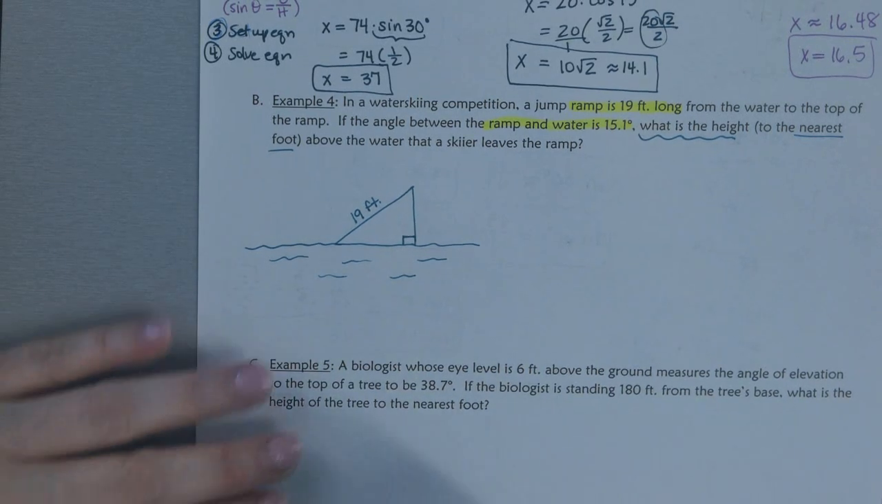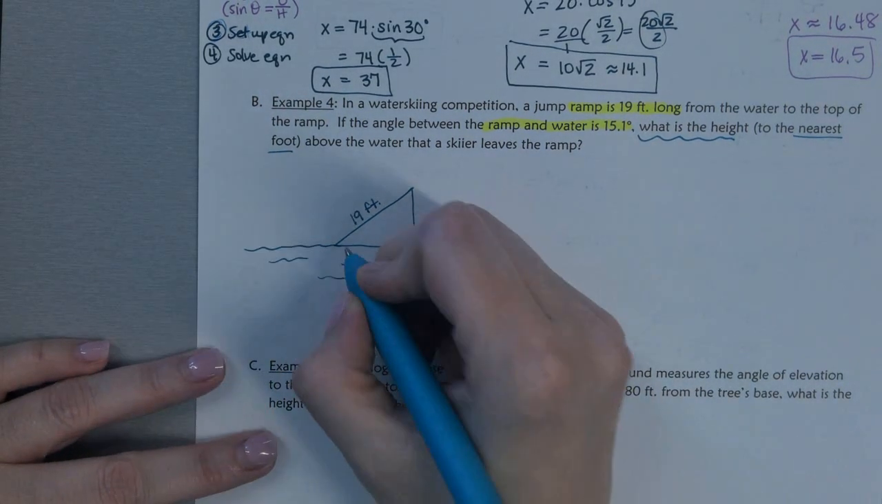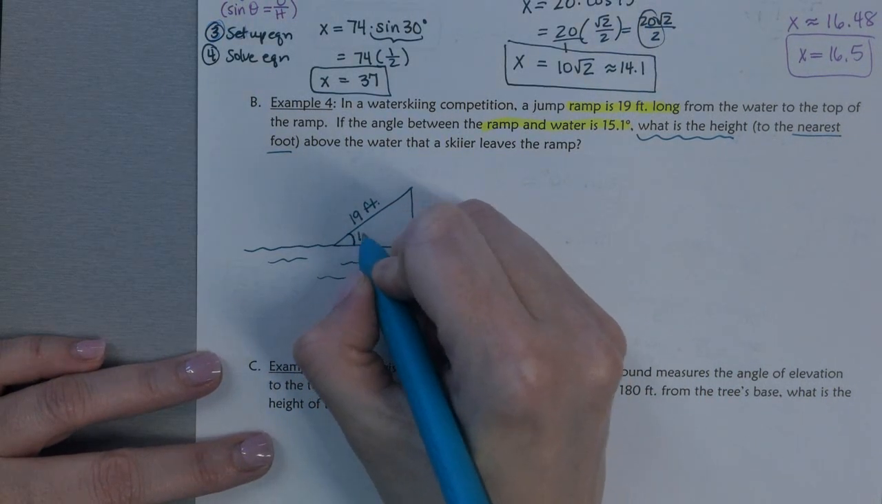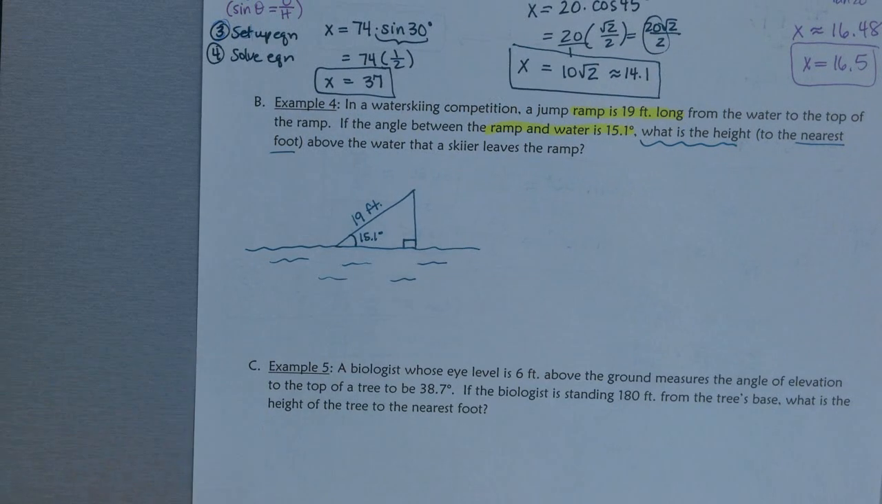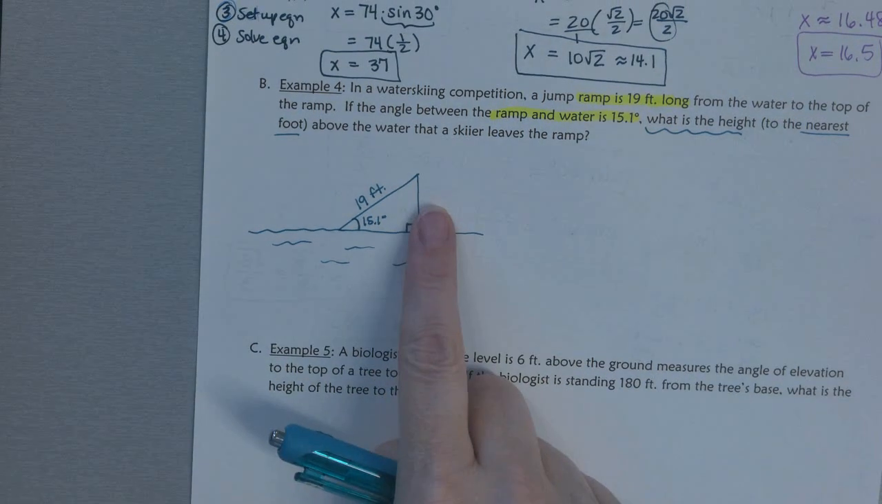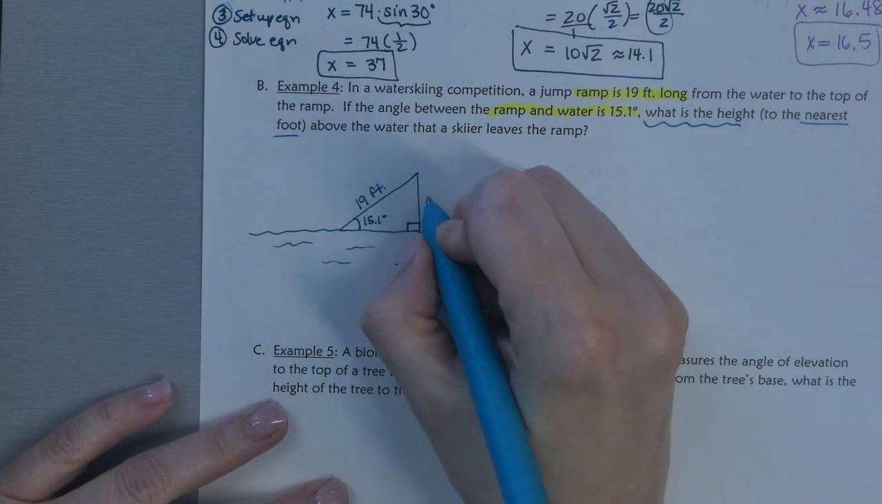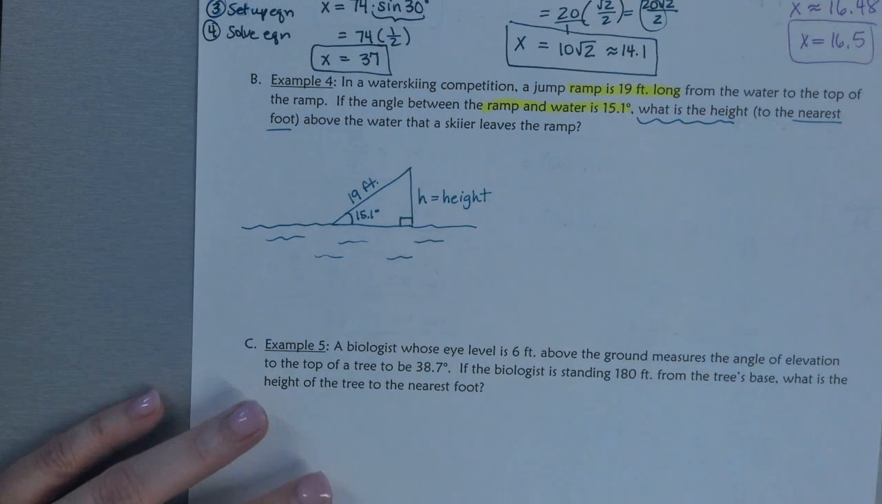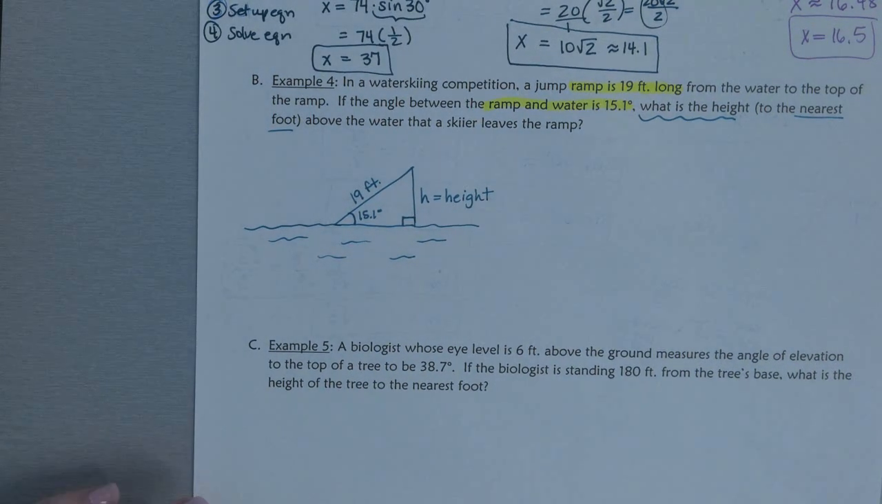So we are going to find the angle between the ramp and the water, which is going to be right here. So 15.1 degrees. And then it says we have to find the height to the nearest foot above the water that a skier leaves the ramp. So where would the height go? X. Yep, you can call it X, but where to go? At the base or here? Yes. I'm going to call this H for the height. Again, you can call it X or any other variable that seems right to you.